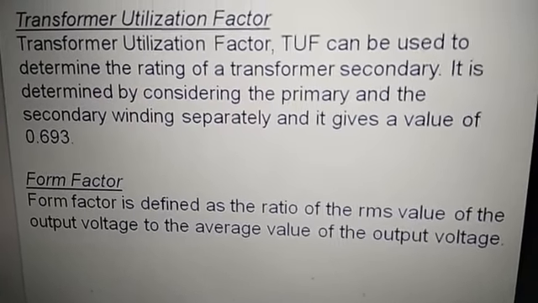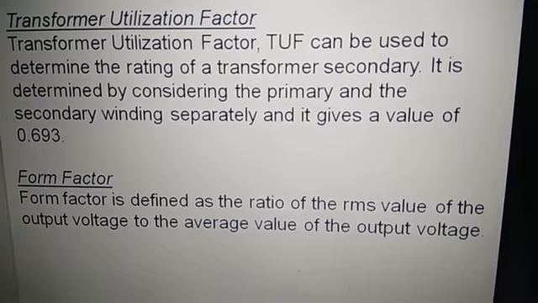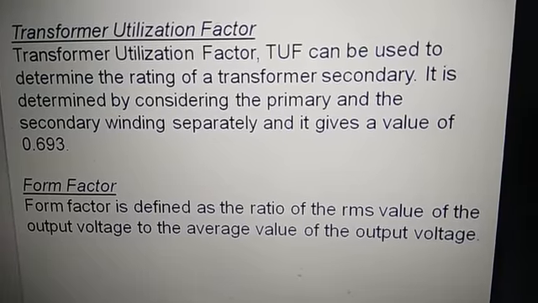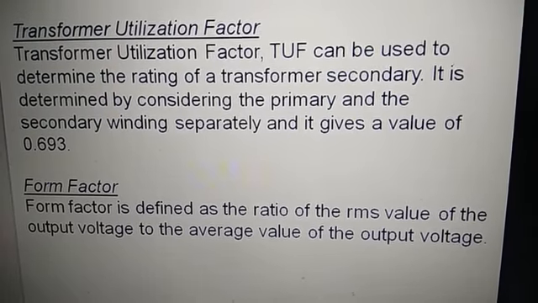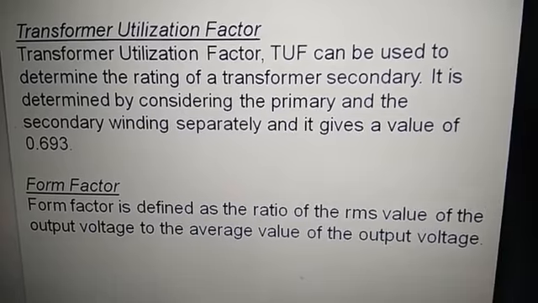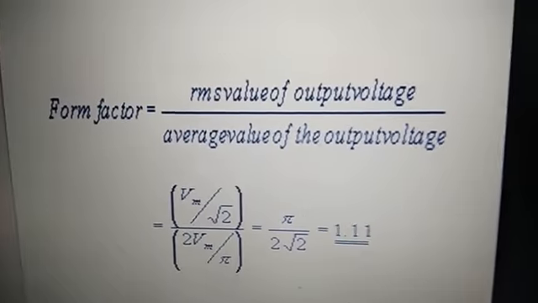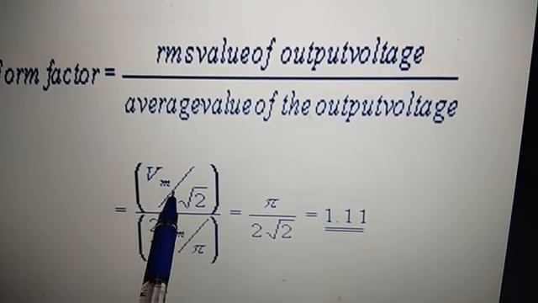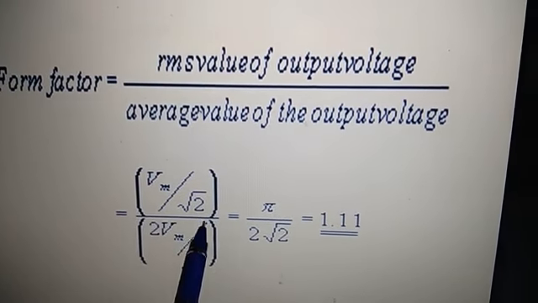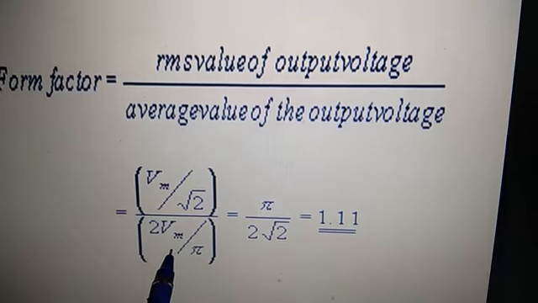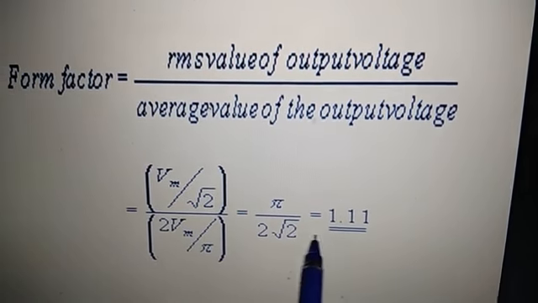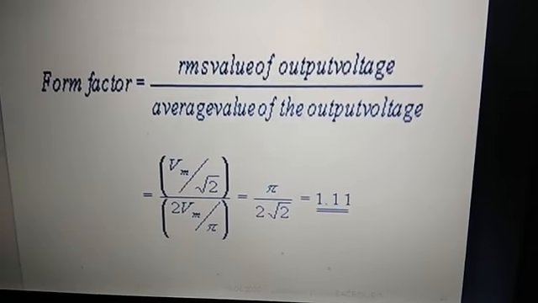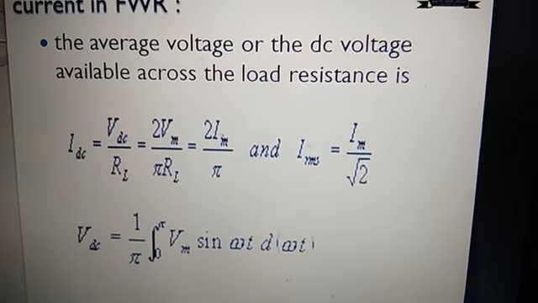Then form factor. Form factor is defined as the ratio of the RMS value of the output voltage to the average value of the output voltage. V out RMS upon V out DC. This is called the form factor. You can put here the RMS value is Vm by root 2 and the average value is twice Vm by pi. So form factor comes to be 1.11 in case of the full wave rectifier.